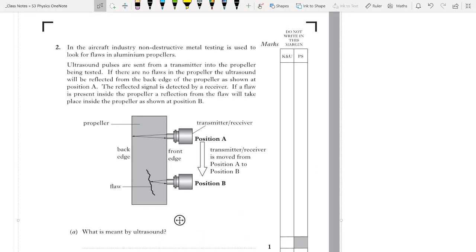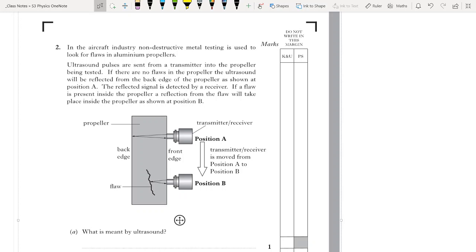So in the aircraft industry, non-destructive metal testing is used to look for flaws in aluminium propellers. Ultrasound pulses are sent from a transmitter into the propeller being tested. If there are no flaws in the propeller, the ultrasound will be reflected from the back edge of the propeller, as shown in position A.